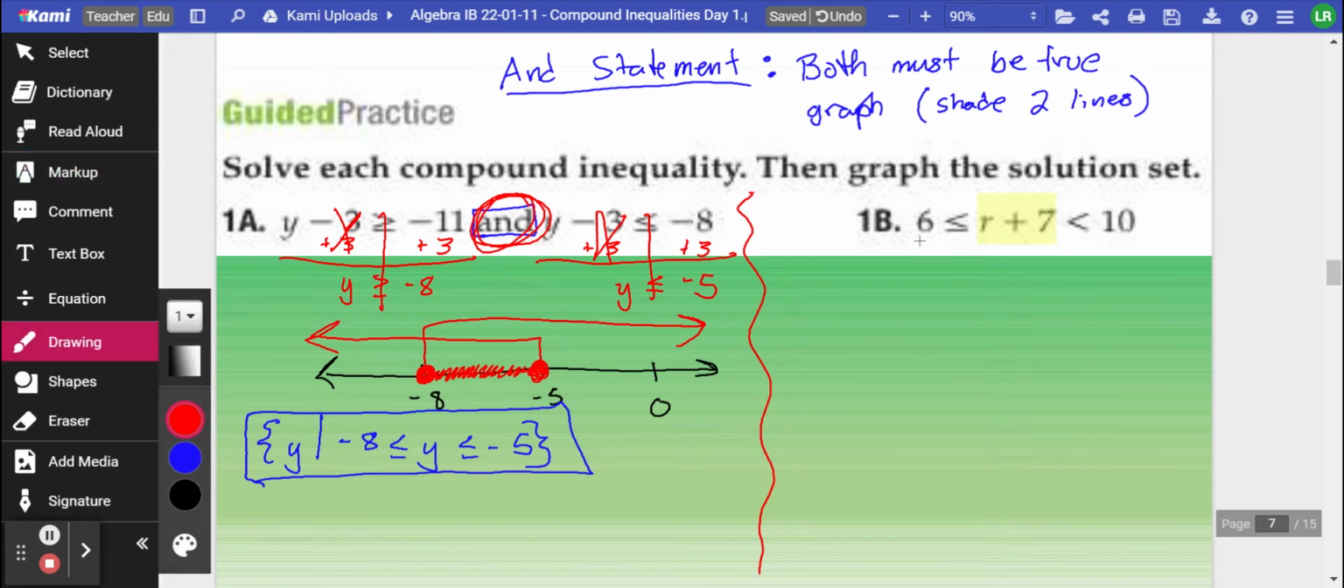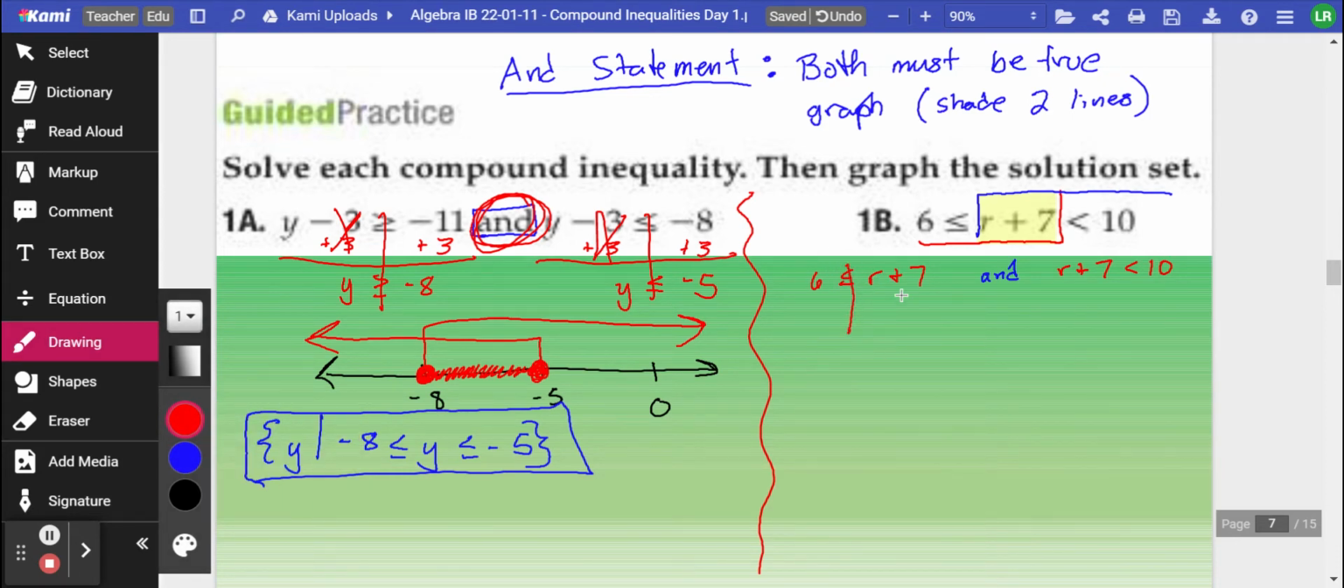Okay, so the first problem takes the left side and the middle. So I have 6 is less than or equal to r plus 7. And the second problem takes the middle section and the right side. So it's going to be r plus 7 is less than 10. So notice that middle part goes with both. And now we solve our problems.